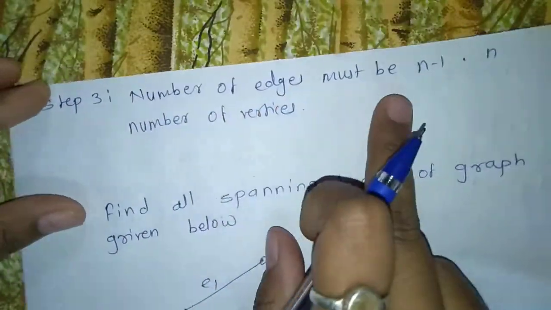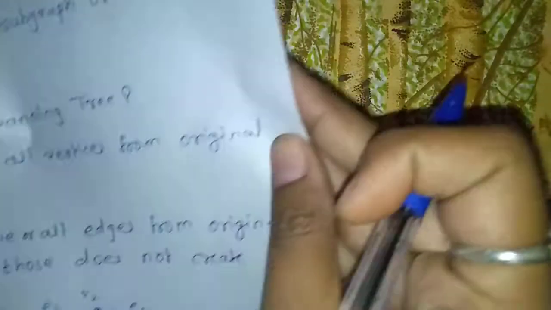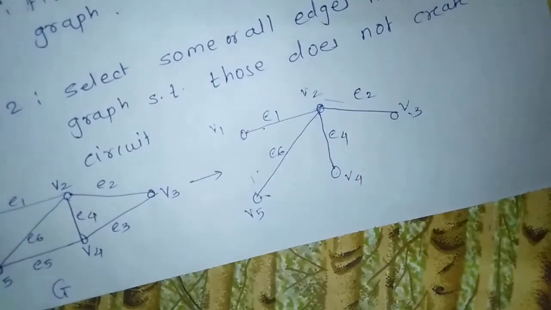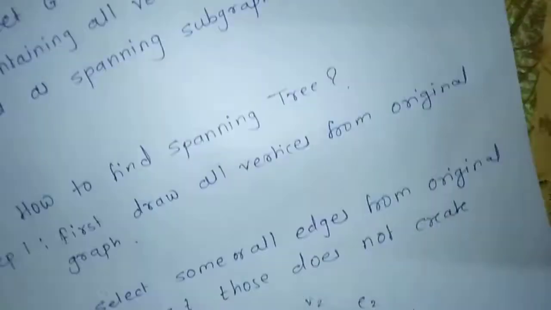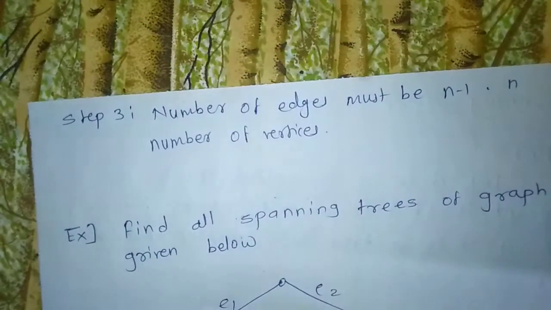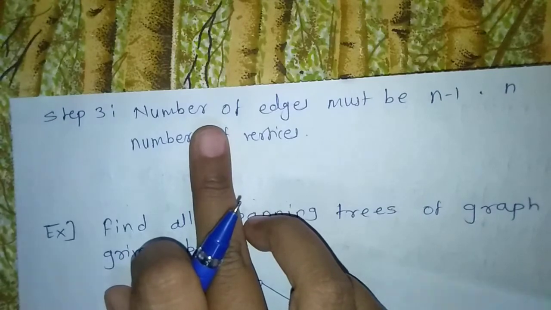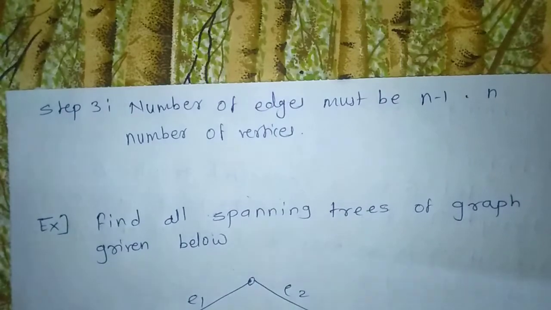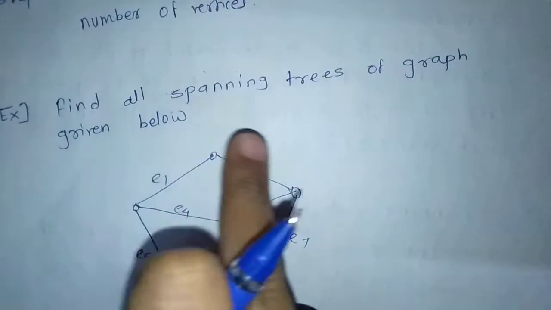Now in step third, the number of edges must be n minus 1, where n is the number of vertices. Here you can see that there are 5 vertices and in this tree we have 4 edges, meaning 5 minus 1 is equal to 4. So concentrate on step third: the number of edges must be n minus 1, where n is nothing but the number of vertices. Next example, find all spanning trees of the graph given below.